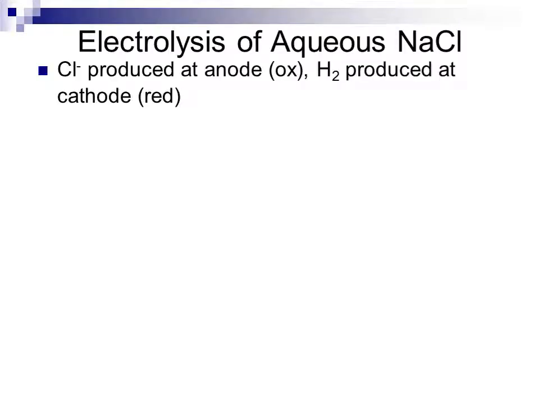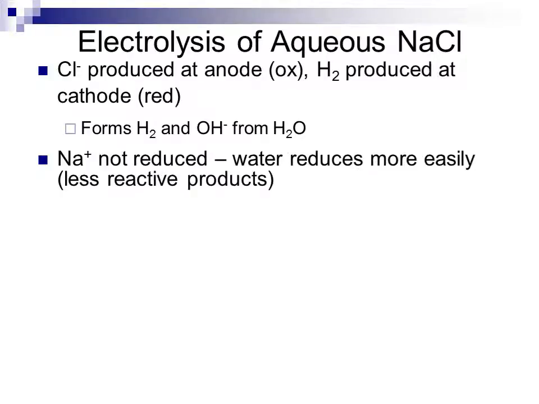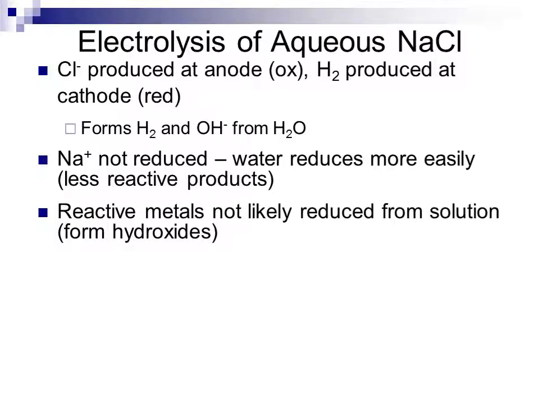We produce chlorine as a byproduct, but it's not the primary source of chlorine for use in different processes. The electrolysis of aqueous sodium chloride is actually how most chlorine is produced in an industrial process. Chlorine is produced at the anode as an oxidation process, and hydrogen is produced at the cathode in this case. And that's a reduction process. We form hydrogen and hydroxide from water. Sodium doesn't actually get reduced in this electrolysis because water reduces more easily than sodium does. It forms less reactive products.